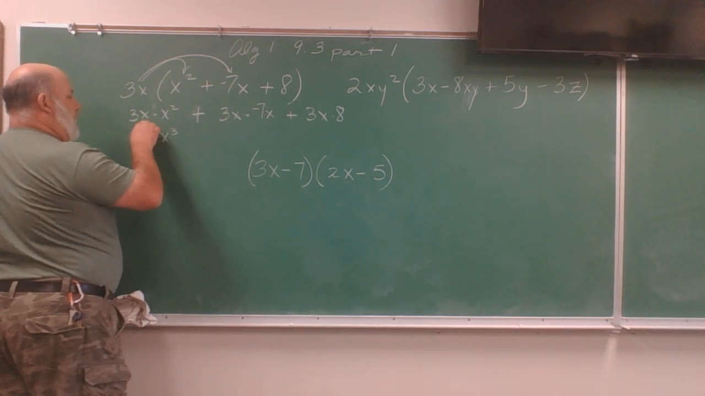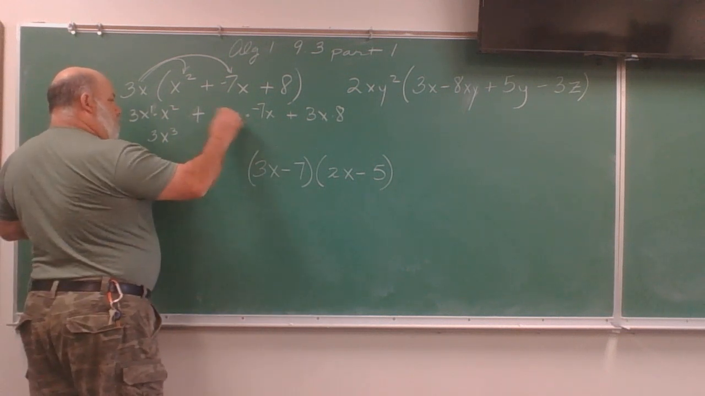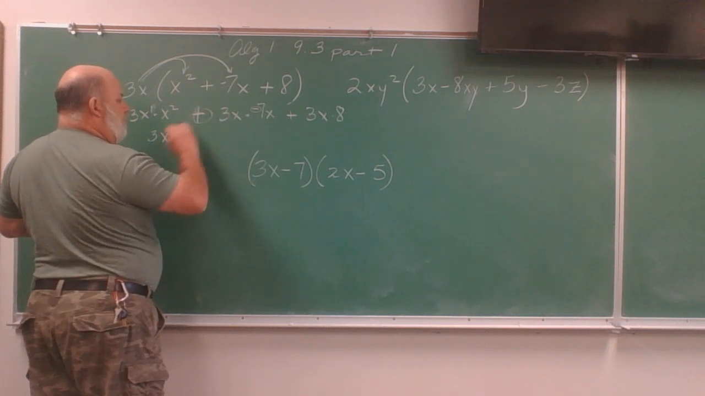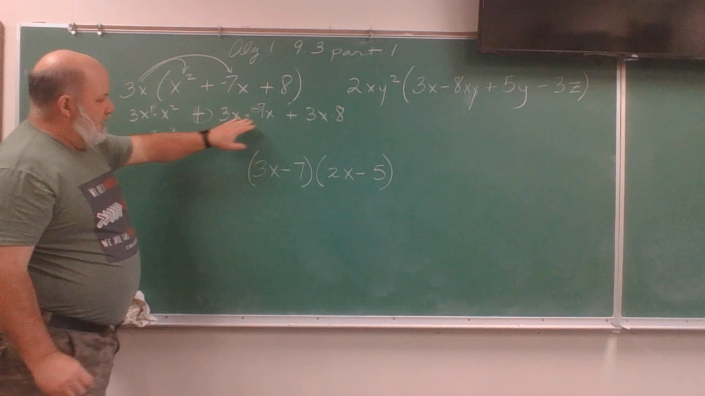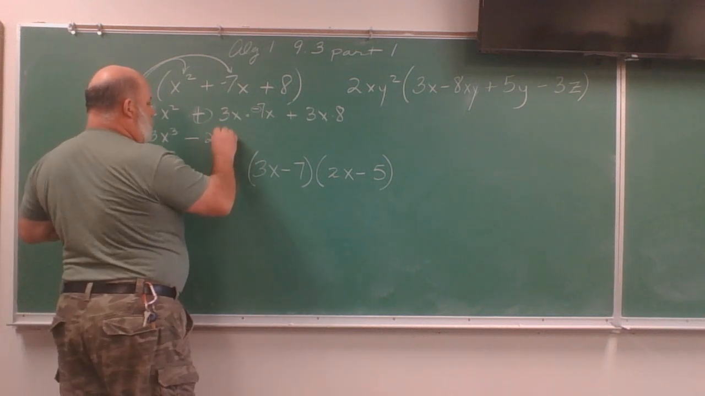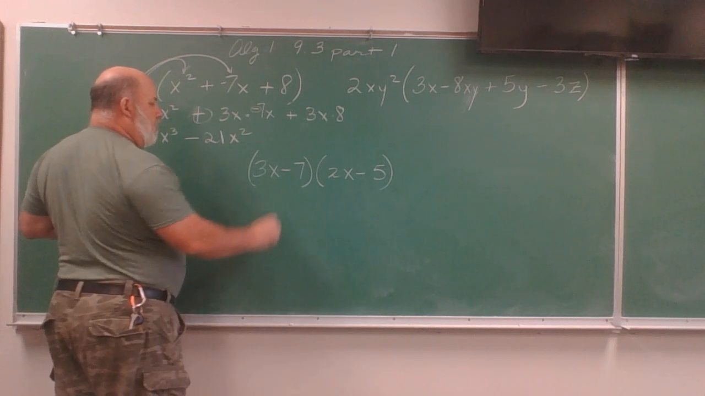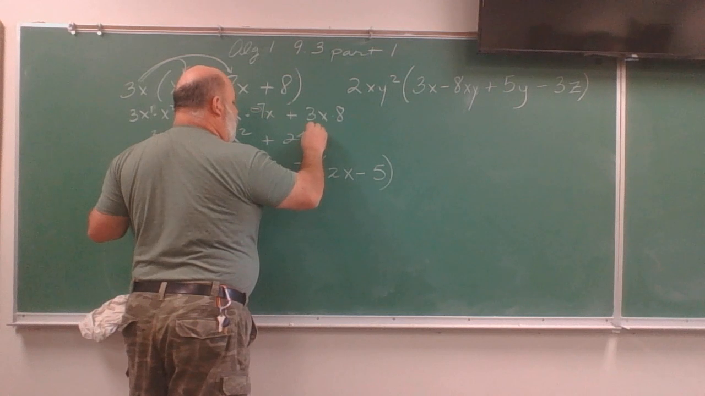This will give me 3x cubed, x1 times x2 gives me x3. I'm doing a positive times a negative, positive 3x. My answer here is going to be negative. 3 times 7 is 21. X times x is x squared. And lastly, 3x times 8, 24x.